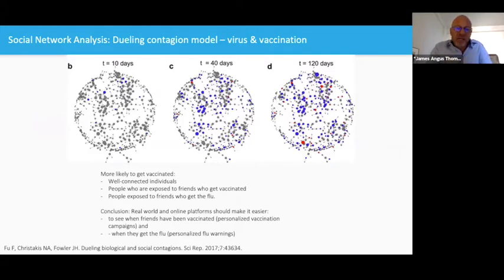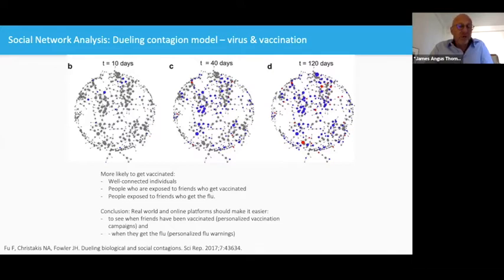The people more likely to get vaccinated were actually the well-connected people, or people who are exposed to people who get vaccinated. So, you know, we've known for a long time that social influences, that social norms are important for many people's decisions around vaccination. And this is an illustration of that as one of the key determinants of vaccine decision making.